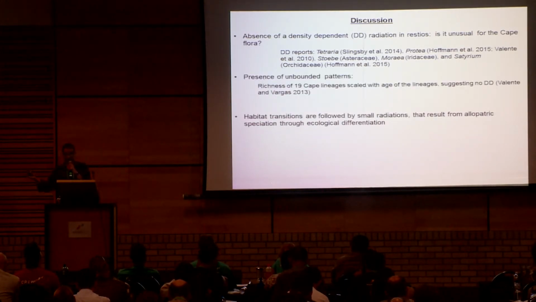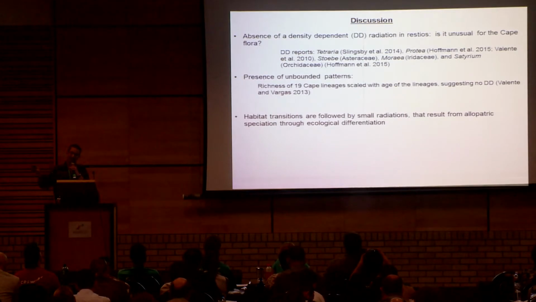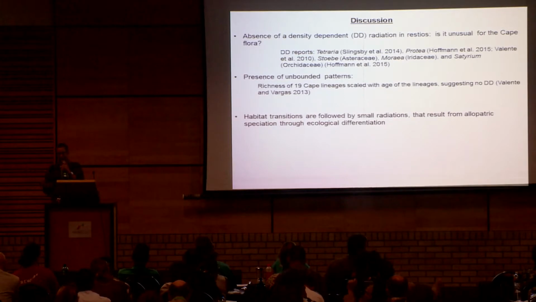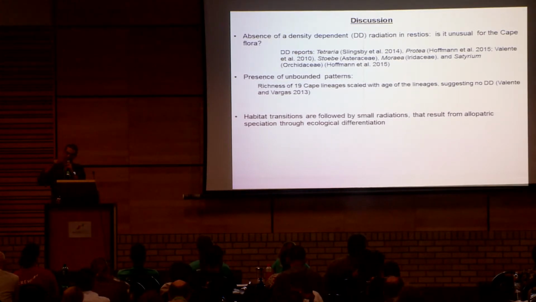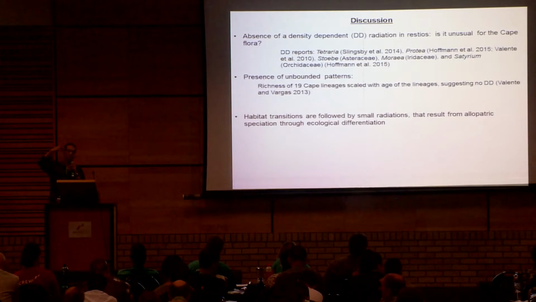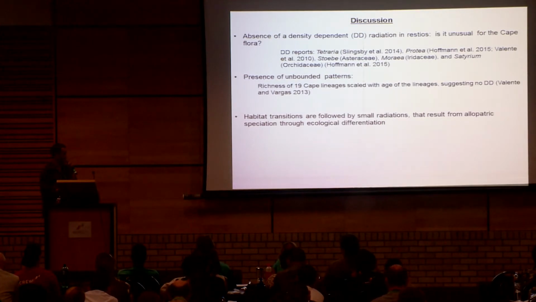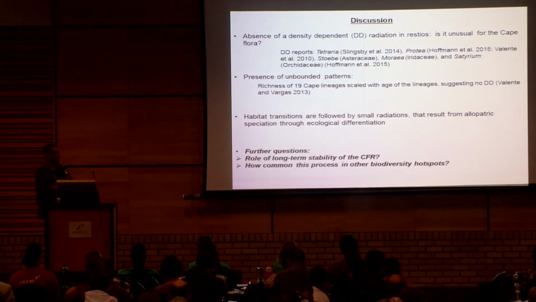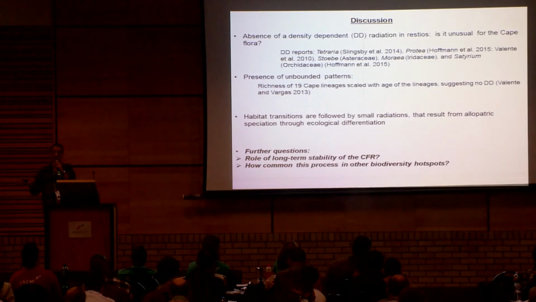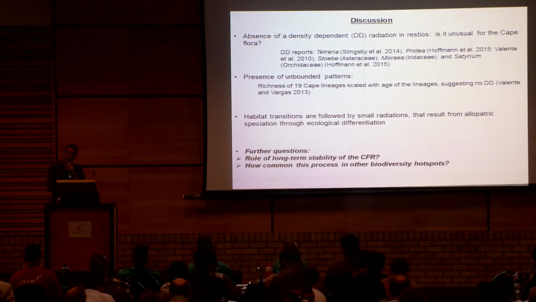The presence of unbounded patterns in the Cape: Luis Valente and Pablo Vargas published a paper in which they looked at 19 clades, but same thing, not species-level sampling, not comprehensive sampling. And we have these habitat transitions followed by radiations, and we can discuss the idea that it could be allopatry. So they disperse into a new ecological niche, and suddenly there's a barrier, and that's ecological differentiation, creation, I hate this word, creation of new species in different habitats. And obviously we have further questions. What about the stability of the Cape floristic region through time? How common is this process in other biodiversity hotspots, thinking about Australia or the Californian chaparral, etc.?